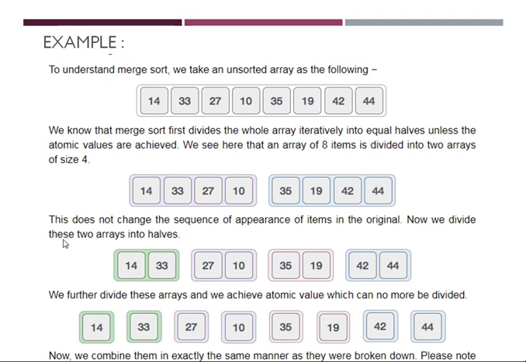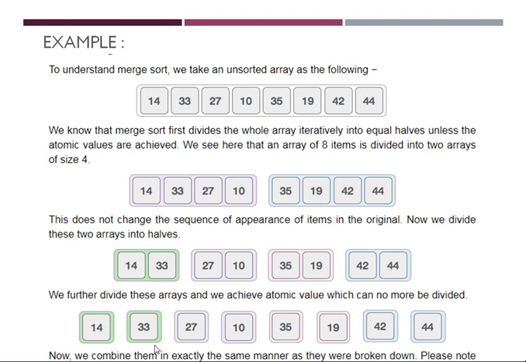Then we further continue this division. If we further split this half into two parts, then these are the two parts we get. Similar is the case with the second half. We first divided it, so this resulted in these two parts. Further, if we divide them, we get these atomic values. So this 14 and 33, if we divide exactly in half, will be separated out as individual elements.